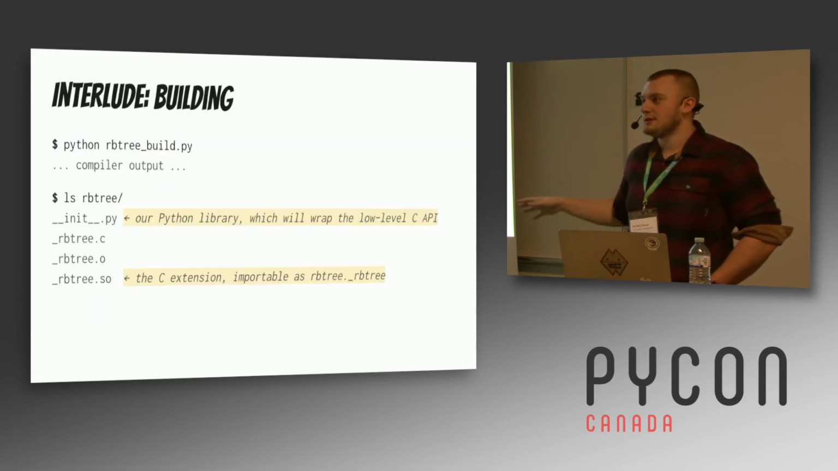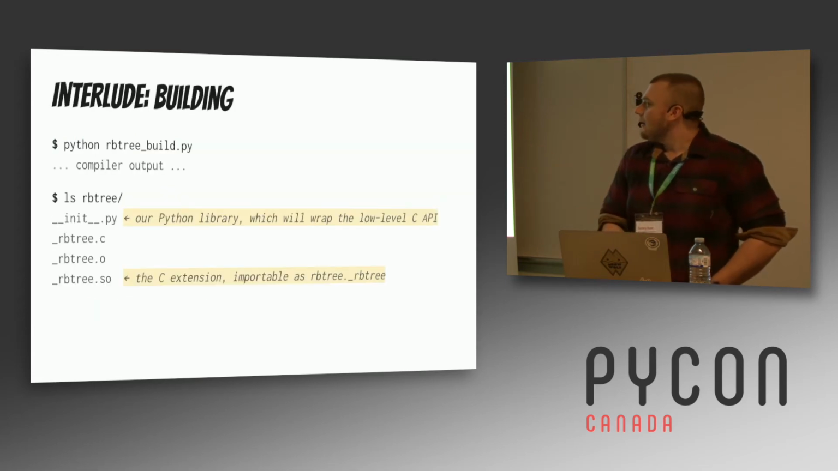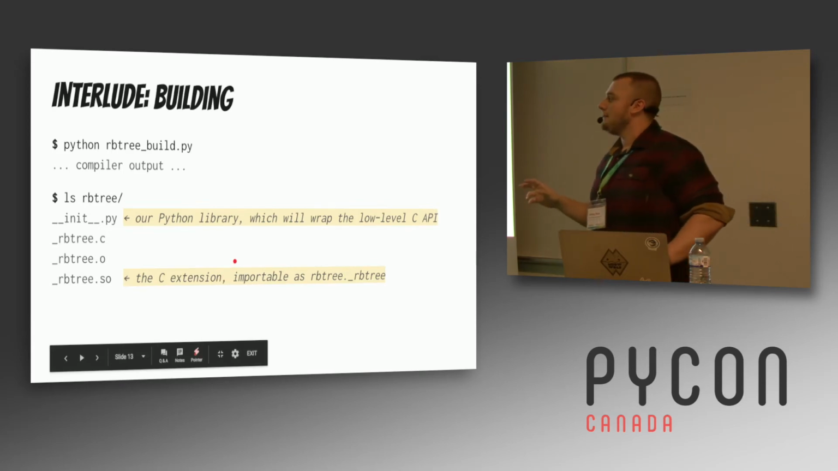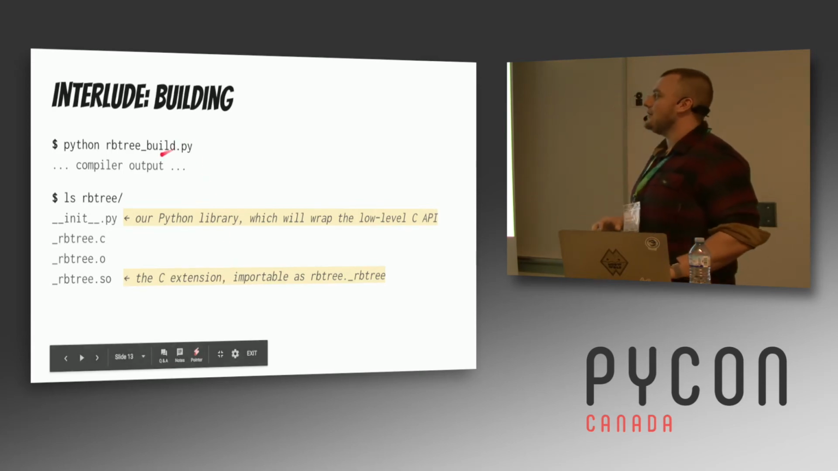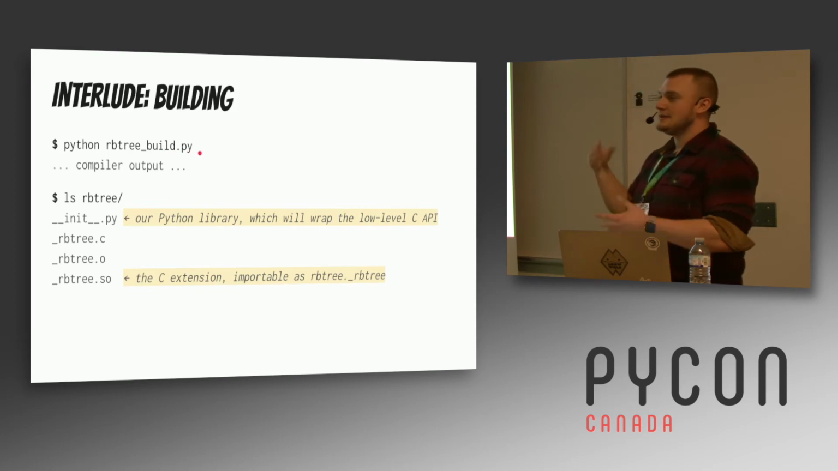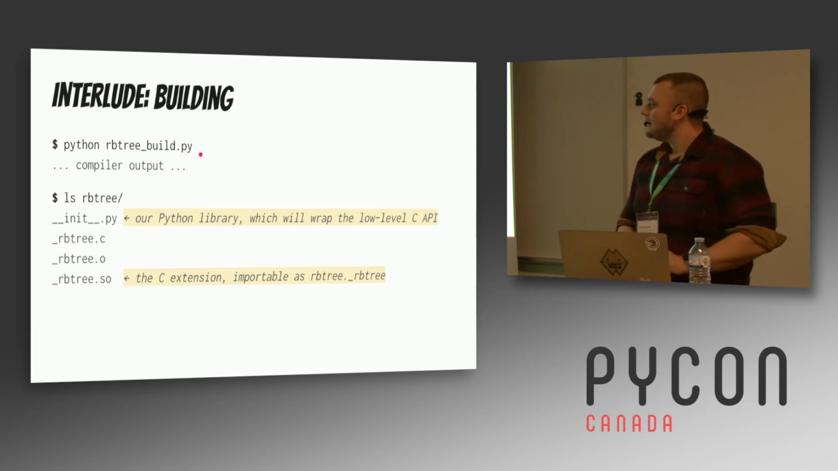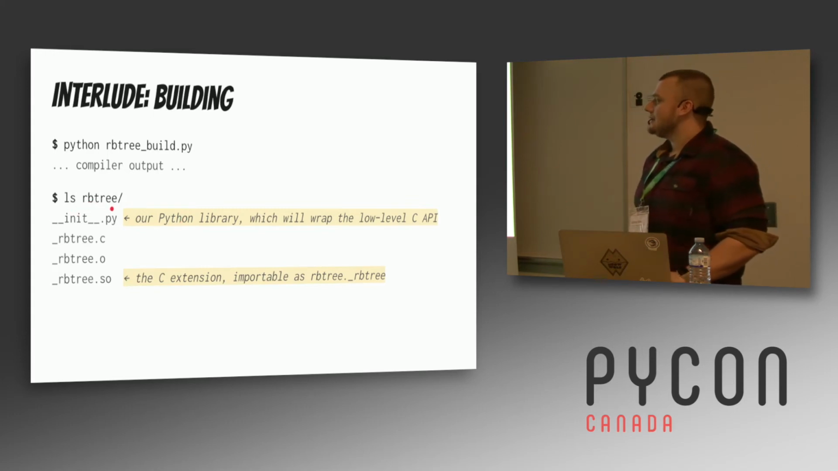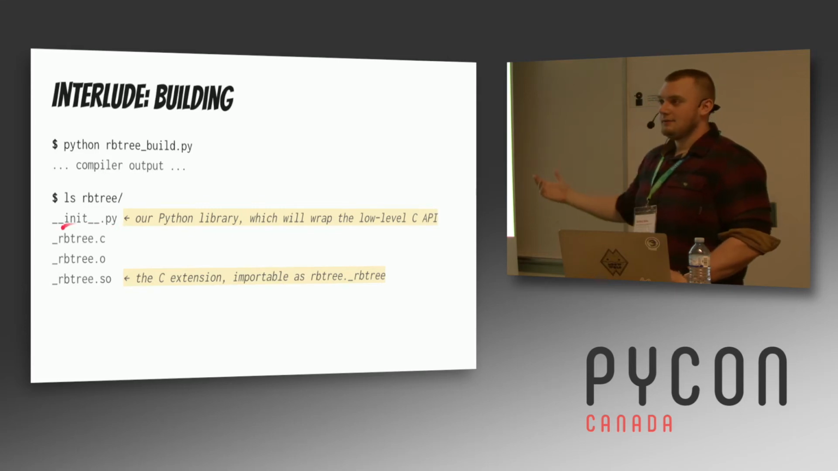But we want that to be just present in the project. And then finally, once you have that build file written and you have your setup file, you can go ahead and run python rbtreebuild.py. You're going to see compiler output. And then finally, when you ls the directory of the module that we're trying to build, rbtree, you'll see an init.py for the module.